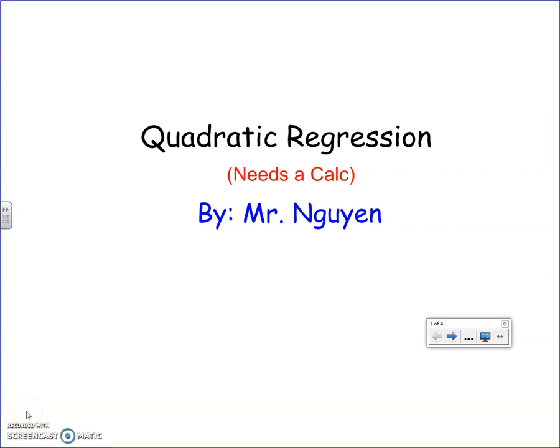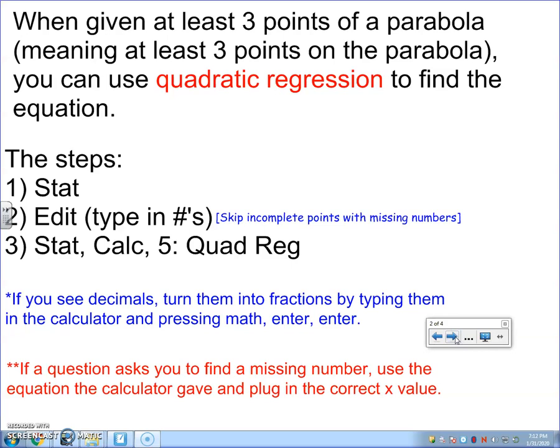Hello, this is Mr. Wynn, and this video is about quadratic regression, and it does need a calculator. So when you have at least 3 points of a parabola, it's usually in a table and has to be on the parabola itself, you can use the calculator to do quadratic regression, and that will find you the equation of the parabola. The steps are simple.